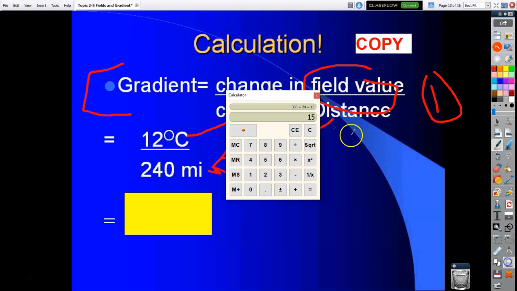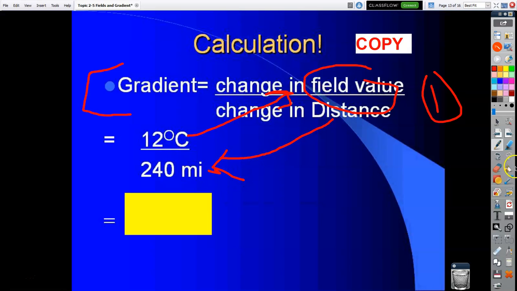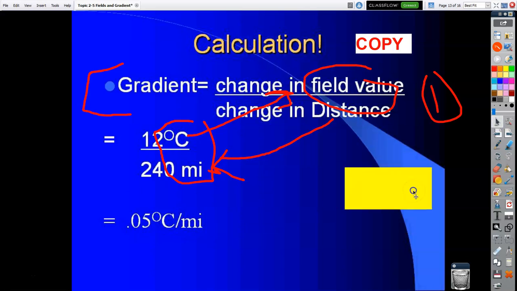I plug that into a calculator. I get 12 divided by 240 equals, and I'm going to carry it out to what the Regents would tell you, the hundredth place, because the first is tenths, then hundredths. I've got 0.05. I'm going to need my units. I have to put the degrees per mile. So not only the 0.05, but I have to have degrees per mile there. So that's my answer, 0.05 degrees per mile.